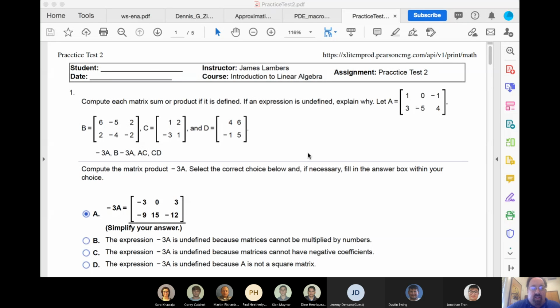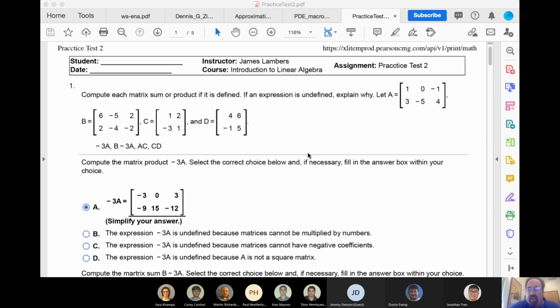So I'm just going to go through these 8 problems one by one. The first one is just going to deal with matrix arithmetic: matrix addition, multiplying a matrix by a scalar, and matrix multiplication using given matrices, in this case A, B, C, and D.